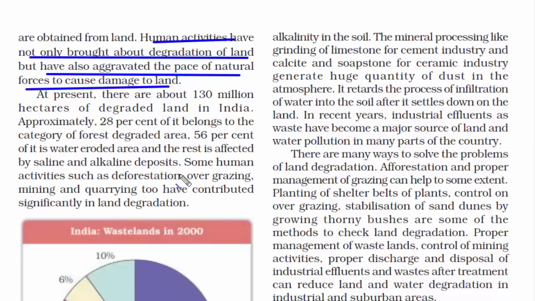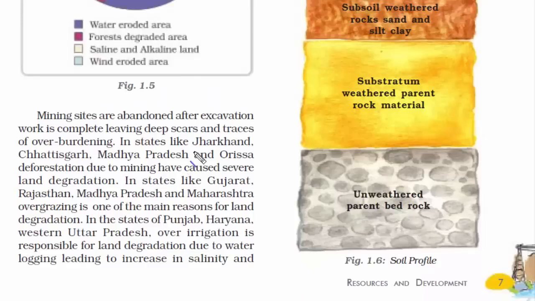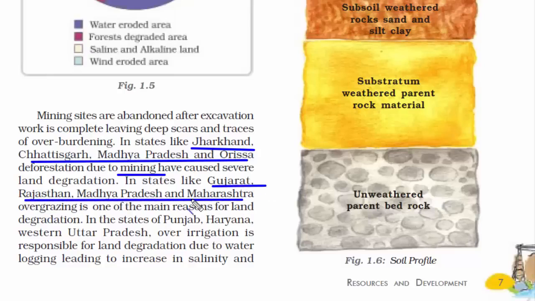So here are some activities which cause such degradation. They are overgrazing, then we have deforestation, then mining, quarrying. All these things significantly contribute towards land degradation. Here are some of the places where you can see land degradation in excess. They are Jharkhand, Chhattisgarh, Madhya Pradesh and Odisha. These are largely affected due to mining. And then we have states like Gujarat, Rajasthan, Madhya Pradesh and Maharashtra, where overgrazing is done excessively. And then other states like Punjab, Haryana, Western Uttar Pradesh, where over irrigation is responsible for land degradation.